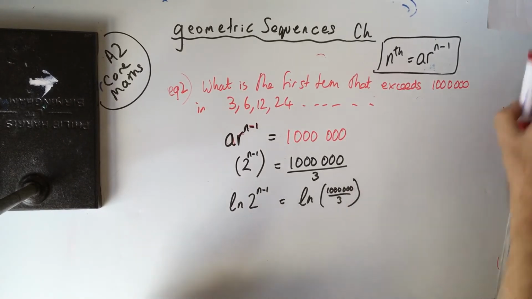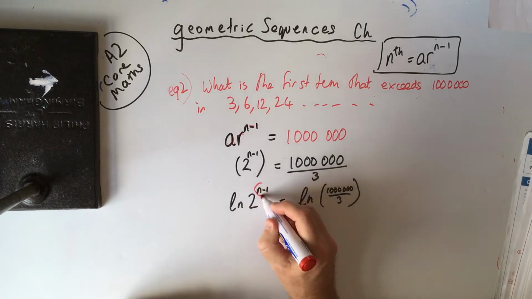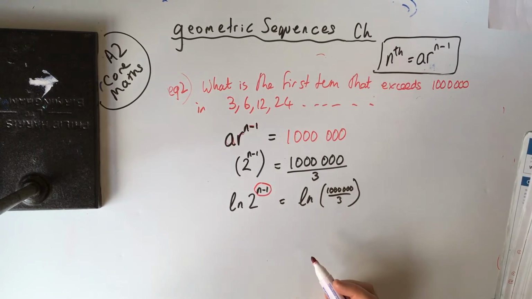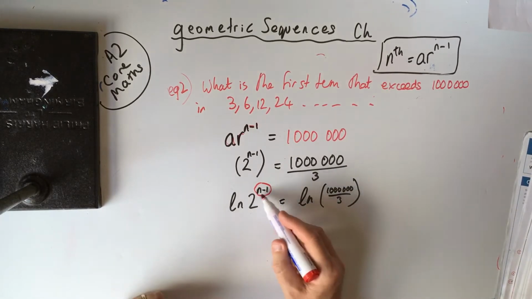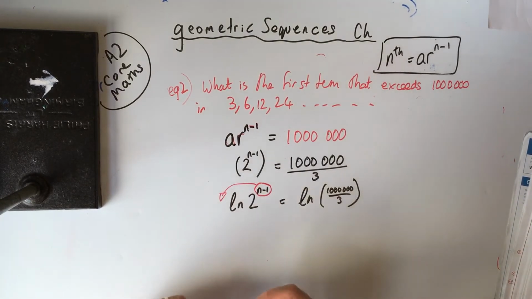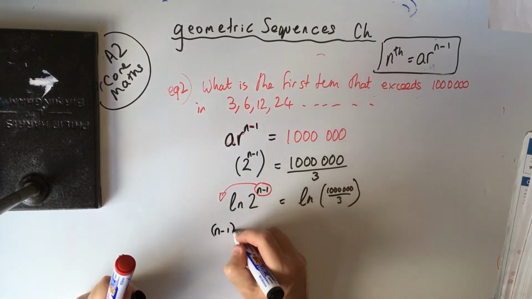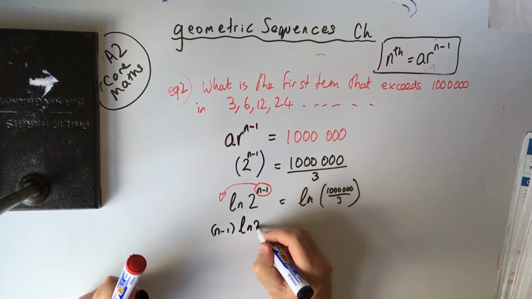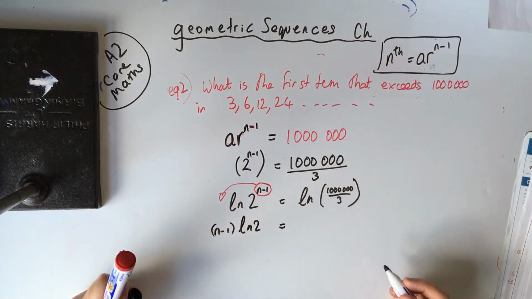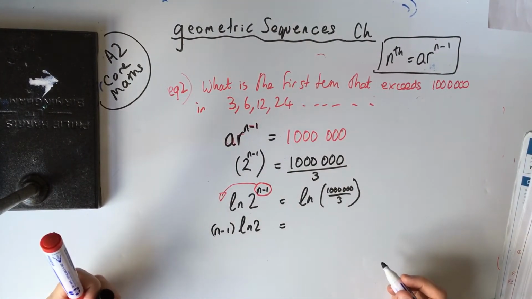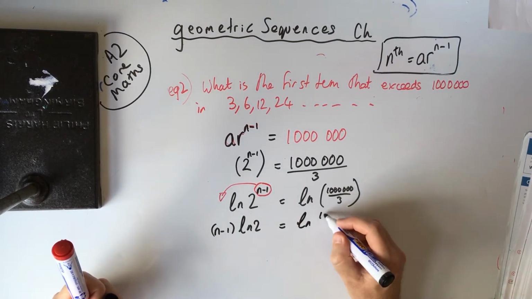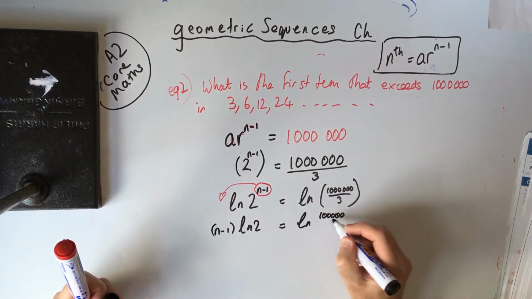Remember that rule of log? The reason that we have rules of logs is because it allows us to solve problems with powers in, and this power now, the best rule of log ever, innit? Love it, lovely, is this n minus 1 can move down. That's why we have it. That's the rule that you use more often than not. That's the really handy one. So n minus 1 times ln 2 is equal to ln of 1,000,000 over 3.